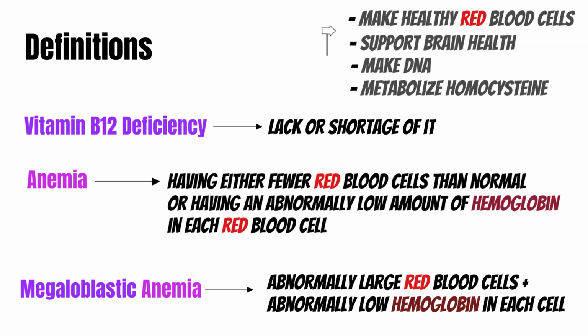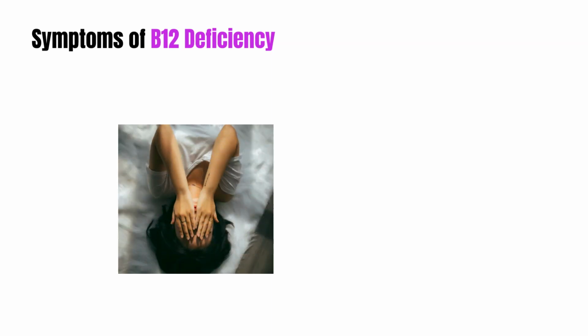The reason folate and B12 are often lumped together is because they can both cause this picture of a megaloblastic anemia. That's important to keep in mind with the symptoms of B12 deficiency, because we talked about anemia and we talked about B12 deficiency, and we can have symptoms in both. So we don't have to just be anemic to have symptoms, and we don't have to just be deficient to have symptoms. So what are the symptoms of B12?